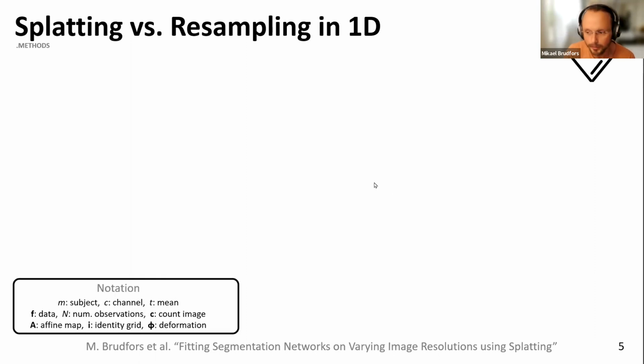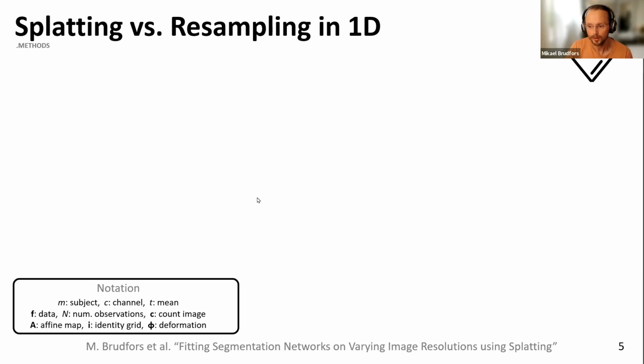So first, let's introduce some notation. We have M subject images with C channels. T here is the mean image. F is the data, like an MR image. N is the number of observations, or voxels in the case of an image. C is a count image. A is an affine map that maps from voxel to millimeter world space, often encoded in, for example, the NIfTI header. I is the identity grid, and phi is a deformation.